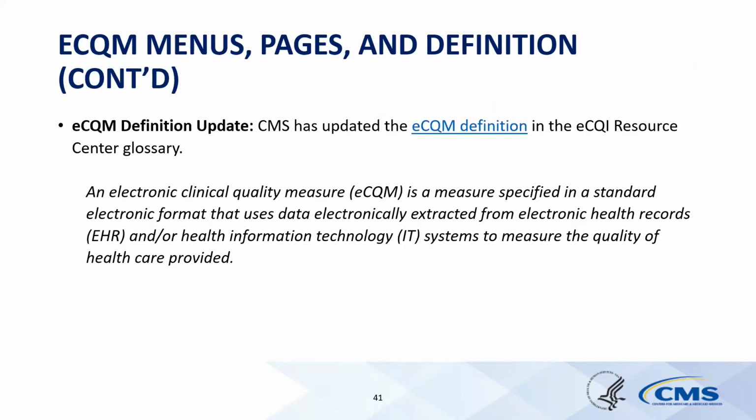Next slide. Additionally, CMS has updated the eCQM definition on the eCQI Resource Center. The definition is found in the glossary and also on the Get Started with eCQMs About page. The definition is here. An electronic clinical quality measure is a measure specified in a standard electronic format that uses data electronically extracted from electronic health records or an EHR and or health information technology systems to measure the quality of healthcare provided. So further defining an eCQM, and you'll see that nestles nicely under the work that Joel just provided around digital quality measures. An eCQM essentially would be a type of digital quality measure.